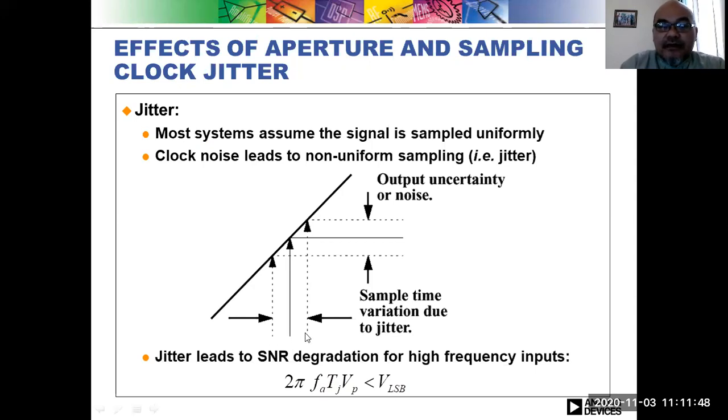Because of this sample time variation due to the jitter, what you want to sample will also be shifted, so there's an output uncertainty or noise. The jitter will lead to degradation of signal to noise ratio when the frequency of the input gets higher. When you want to sample or convert a high frequency input, then SNR will degrade, as expressed in this formula: 2 pi FA TJ FVP is less than voltage least significant bit.